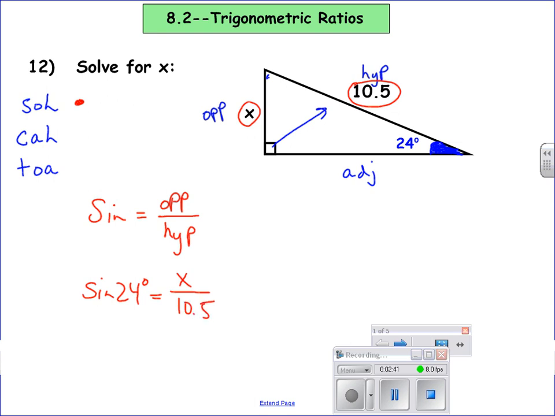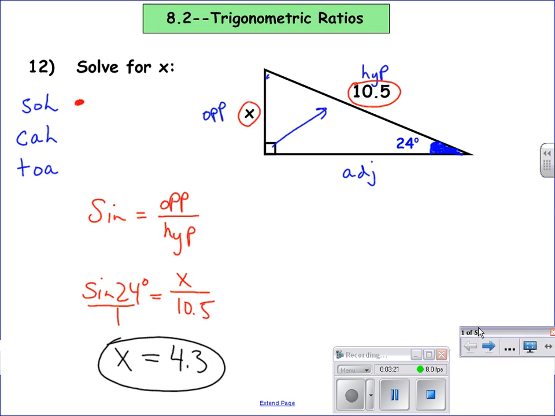Now, this is a ratio. We did all these working ratios in chapter 7. So now I can say, okay, I can cross multiply, right? This is over 1, if you will. And the sine of 24 times 10.5 in my calculator is x. I'm just going to cross multiply, and x times 1 is x, so x equals, and that number turns out to be 4.3.